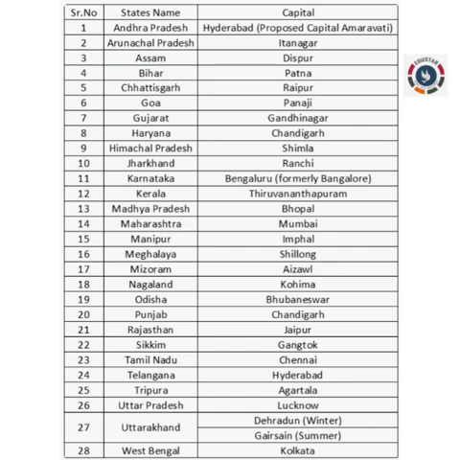Uttarakhand, Dehradun. Uttar Pradesh, Lucknow. West Bengal, Kolkata. Students, totally we have 28 states and capitals.